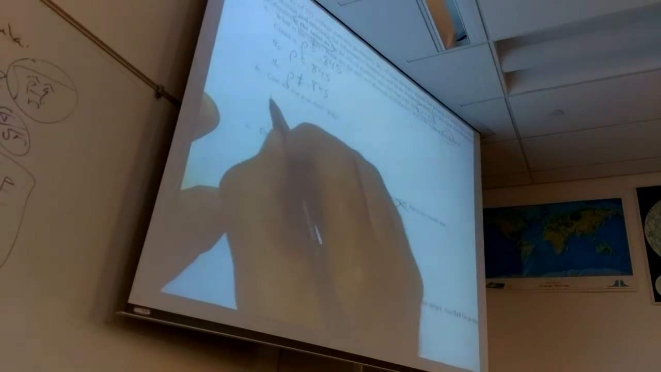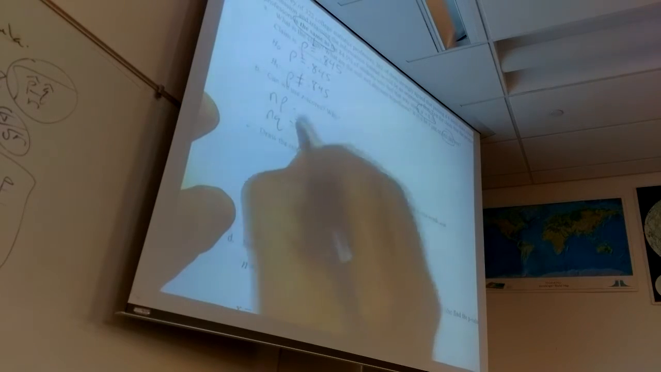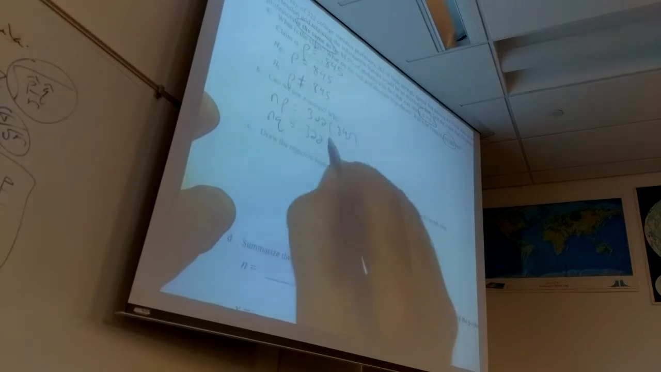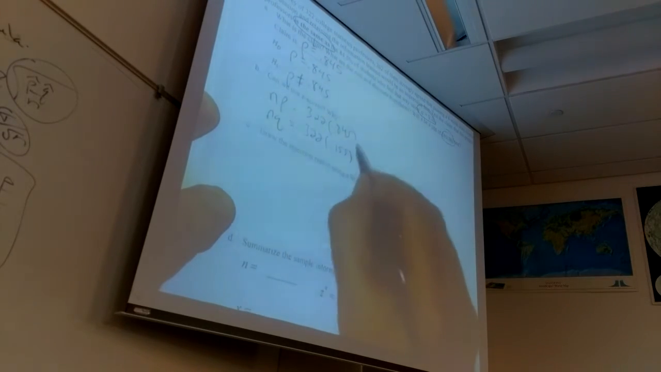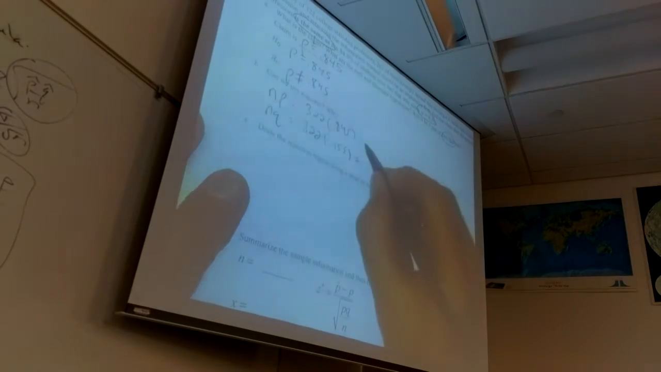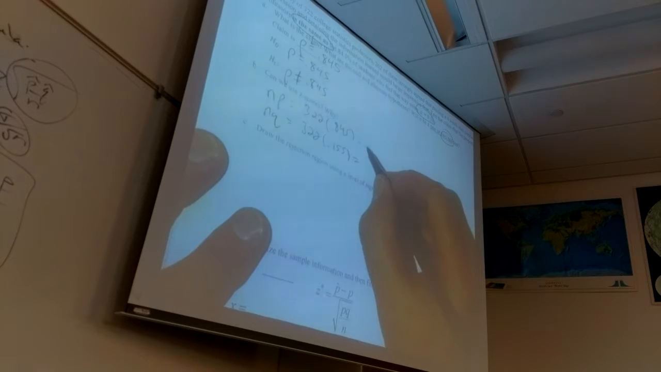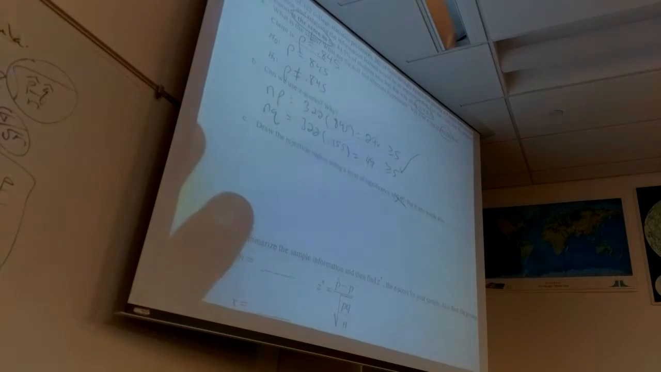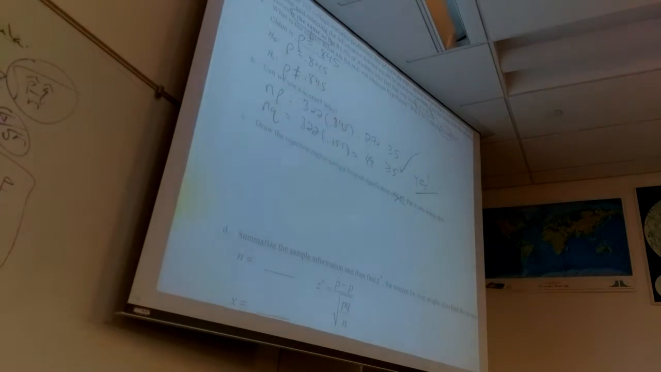So check to see if we can use Z-scores. I need to do NP and NQ. That'll be 322 times 0.845 and 322 times 0.155. What do you guys get for NP? 272, which is greater than or equal to 5. And NQ would be about 49.5, which is greater than or equal to 5. Check. So yes, you can use Z-scores. If that was less than 5, then you can't do anything officially.